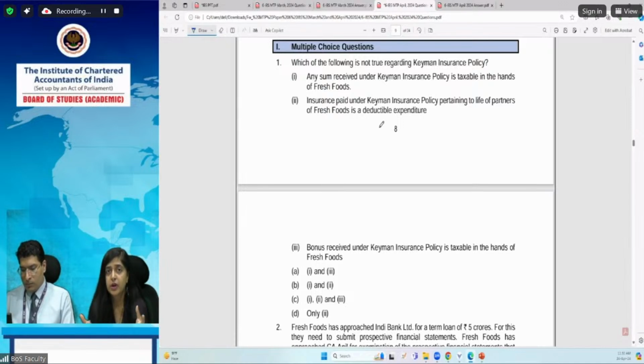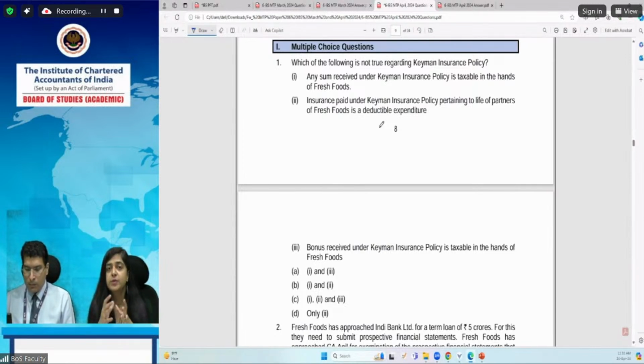a CEO of the company, or any person who is impacting the company and the business. For that you take the Keyman insurance policy.